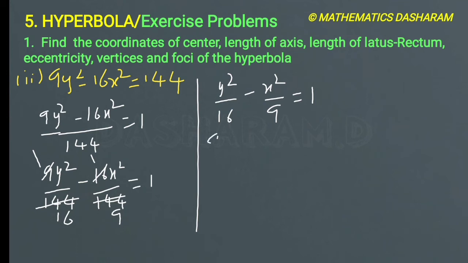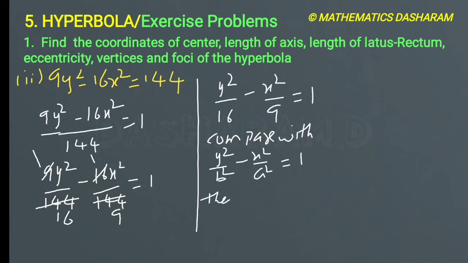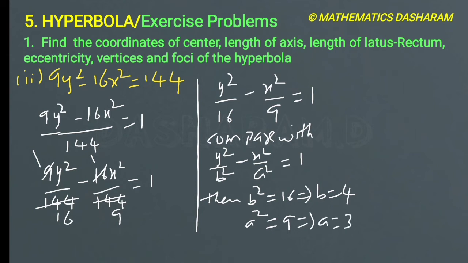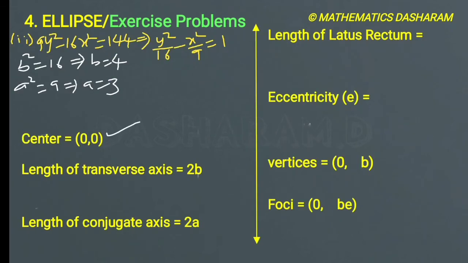hyperbola. Now compare with the standard y square divided by b square minus x square divided by a square equals 1. So then b square equals 16, then b equals 4, a square equals 9, then a equals 3. So first answer, center is 0 comma 0. Next, length of the transverse axis 2b, that is 2 into b value 4, 2 4s are 8. Next, length of the conjugate axis 2a, 2 into a value 3, 2 3s are 6.